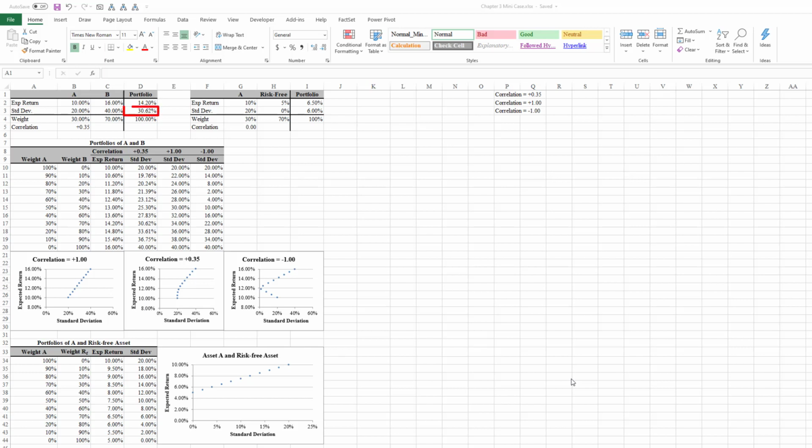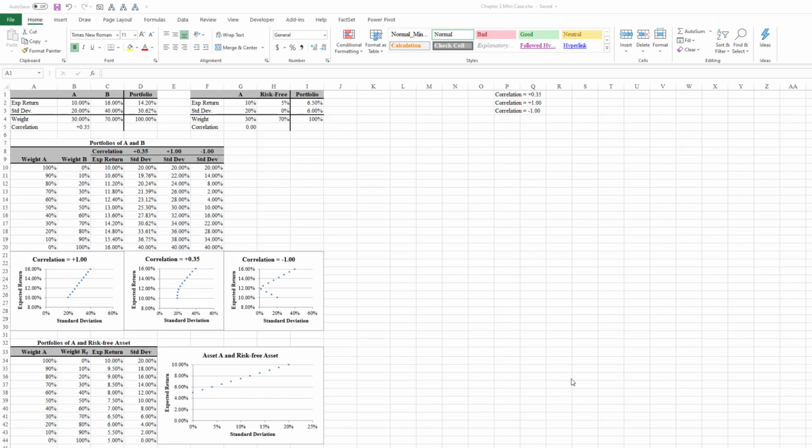14.20%. The standard deviation, remember, is a little bit more complicated, and they've told us here that the correlation coefficient between A and B is 0.35. So that's about an average correlation for stocks in the U.S. market, and it's low enough that we should see some substantial risk reduction when we combine these together. So if you do the calculation, what you'll find is that the standard deviation of the portfolio is 30.62%.